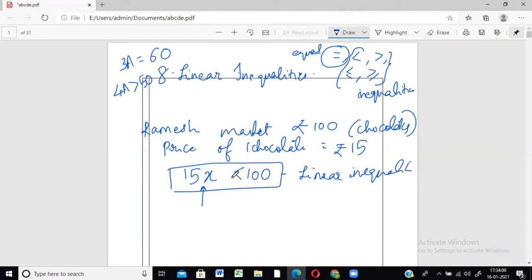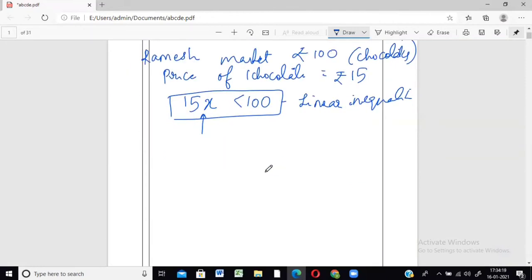Why did I tell it one variable? Because they're only talking about chocolates. अगर question में दिया होता कि he is wanting to buy chocolates and wafers, so two things, then I will denote chocolates को X and wafers को Y. Okay, so if there are two things or one thing, that you have to be careful.